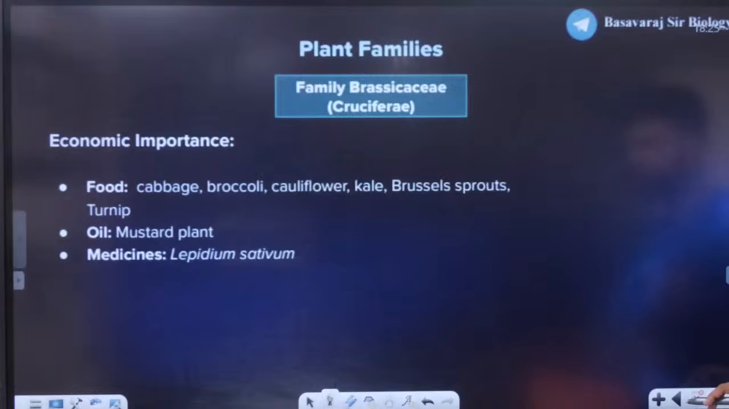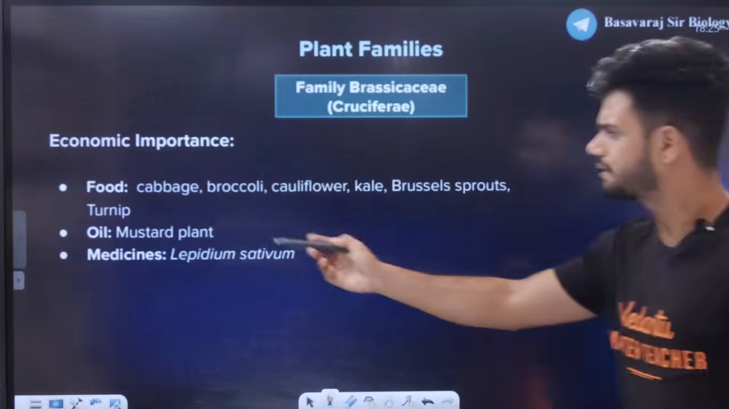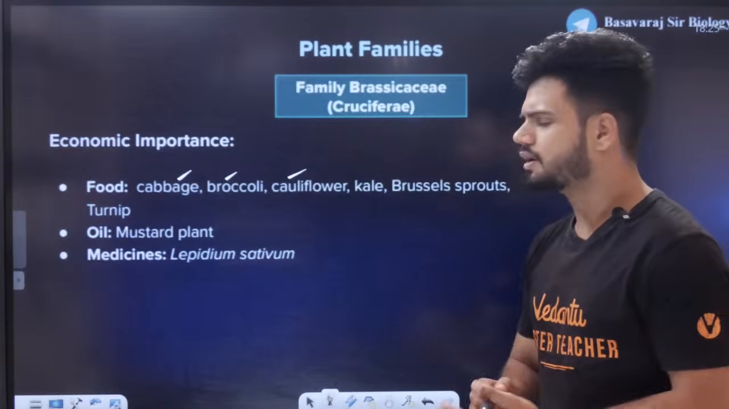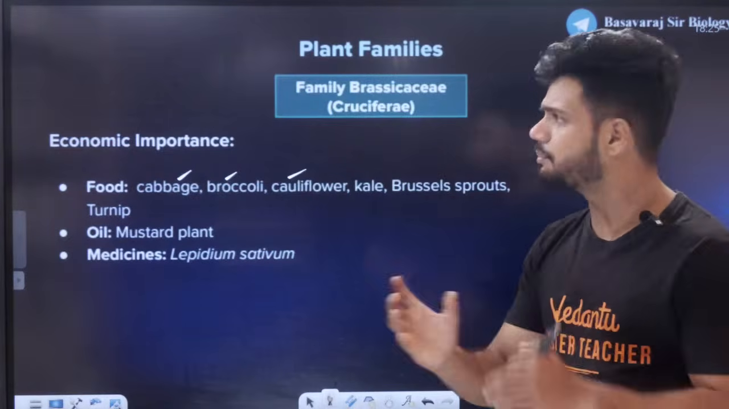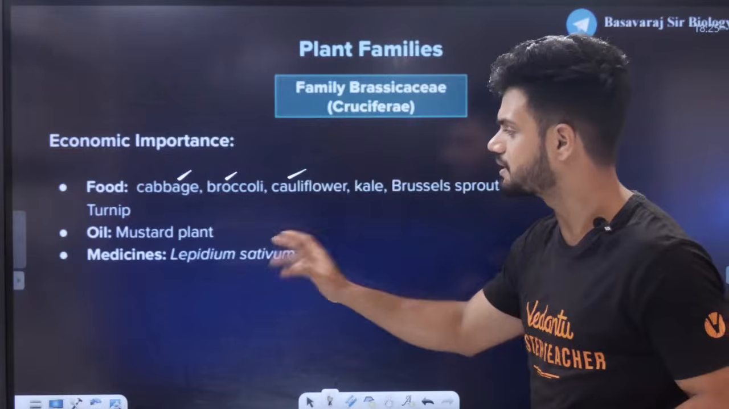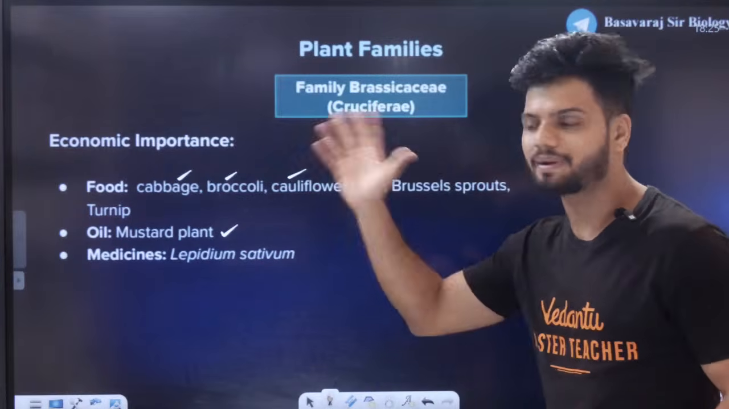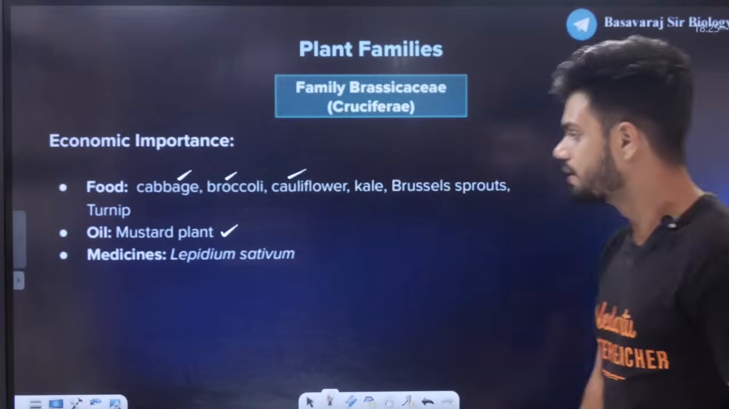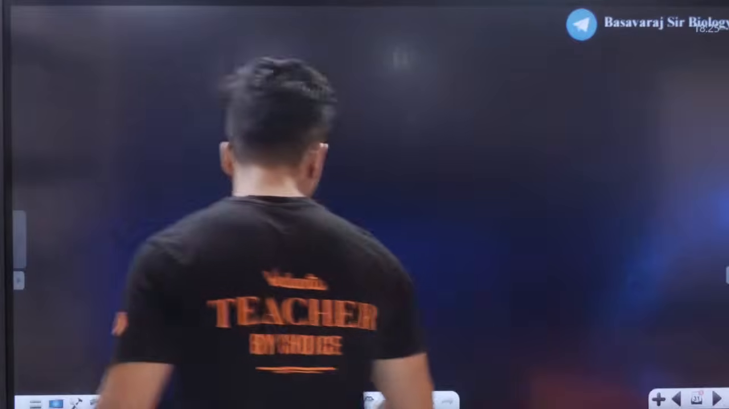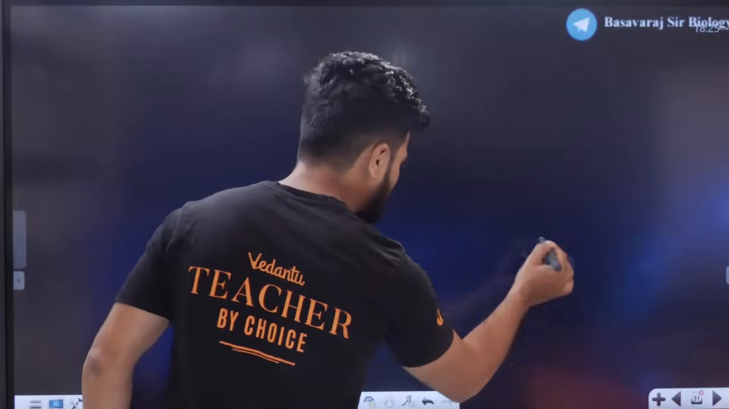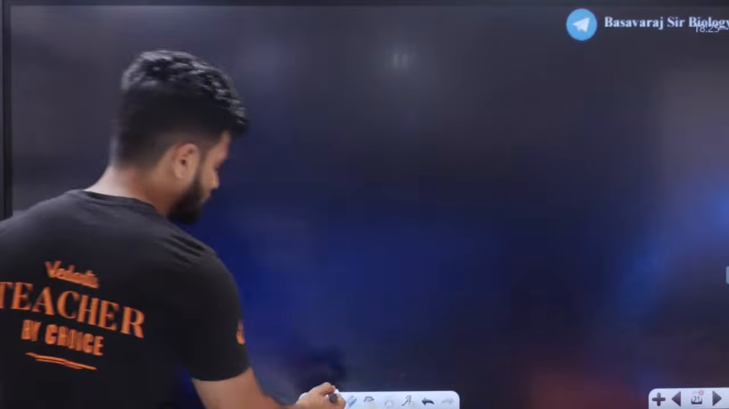Now again, I will make you write down some points. Write down, all of you. See, food all of you know: cabbage, broccoli, cauliflower, turnip, radish. All of them belong to your Brassicaceae. Mustard plant for oil, Brassicaceae family. Medicine also, Lepidium sativum. Students, write down the first few things here about your Brassicaceae, also called Cruciferaceae.